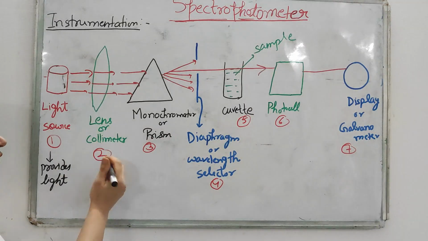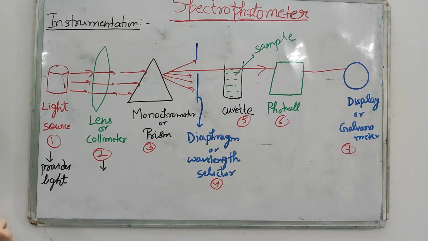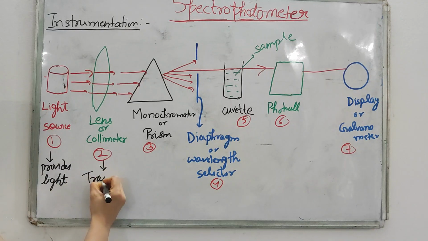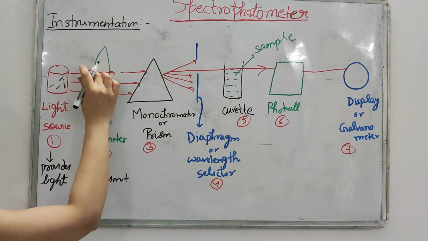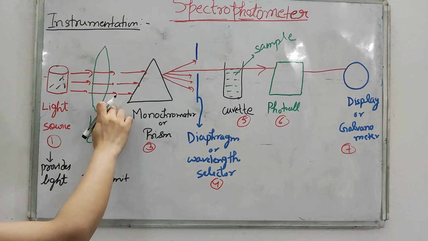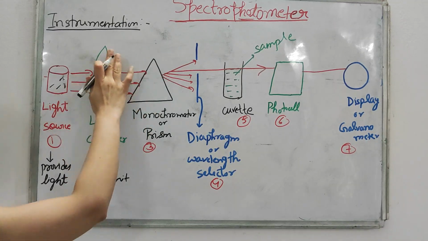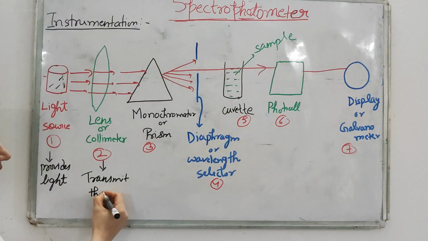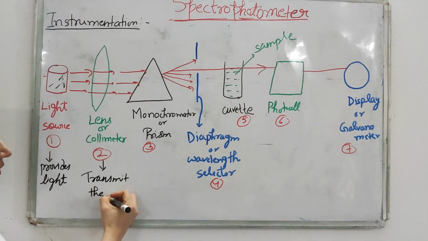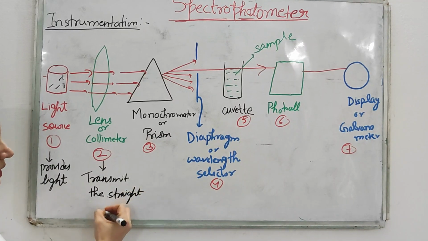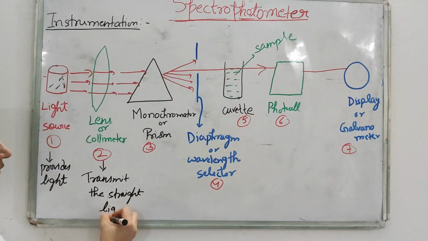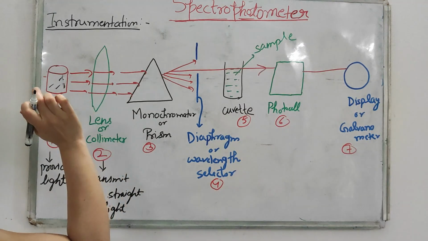Then what is the function of this lens or collimator? Light generated from the light source enters into your lens or collimator. And what is the role of this lens or collimator? It will transmit the straight light. This is the function of your lens or collimator.